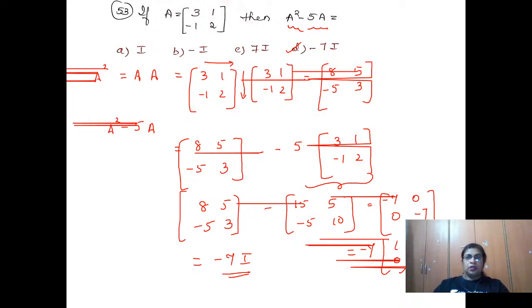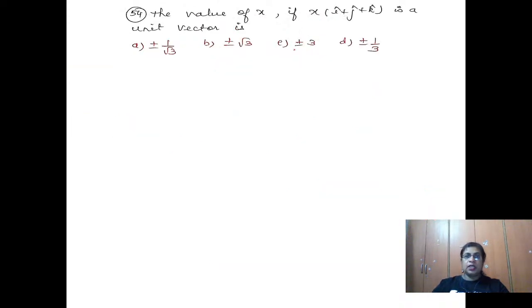Next. So whenever we have this, always look at the options and go accordingly. So try with the options. Yes. Next question, question number 54. Now, they have asked us to find the value of x if x into I cap plus j cap plus k cap is a unit vector. From the word unit vector, what comes to my mind? Its magnitude is equal to 1. So the magnitude of that should become equal to 1.